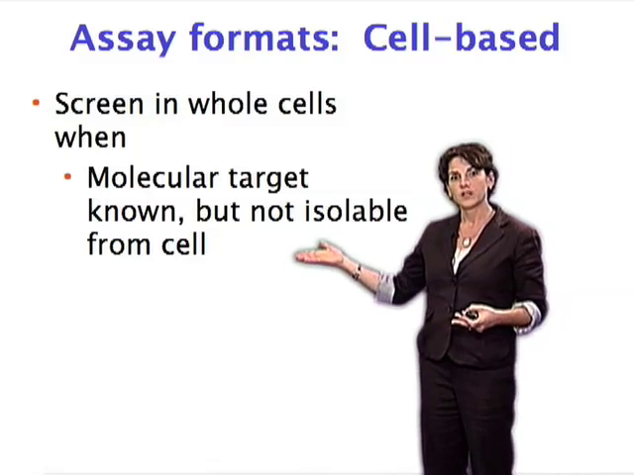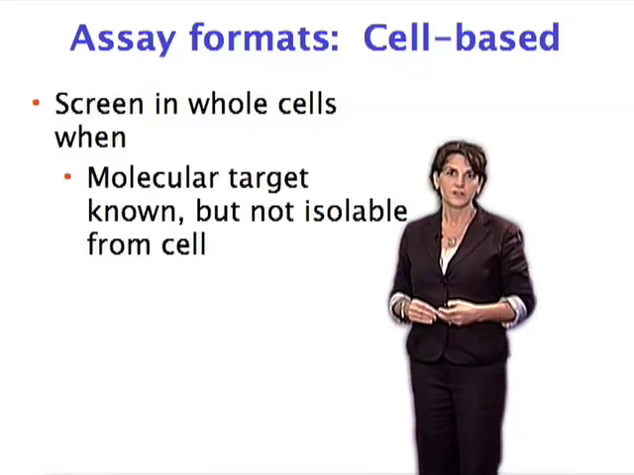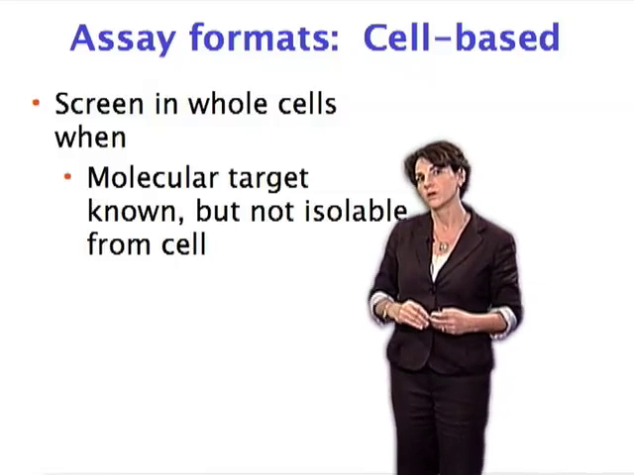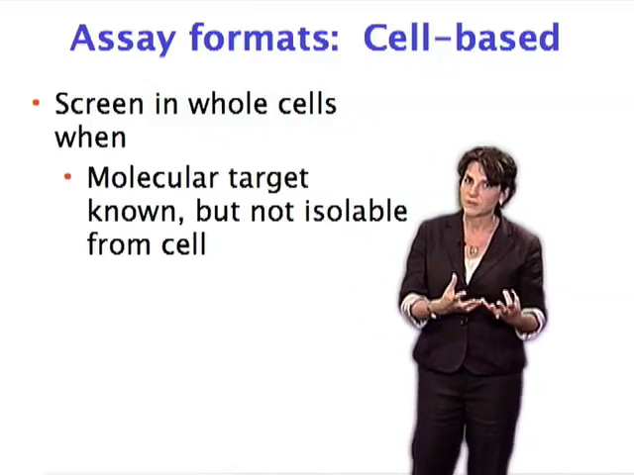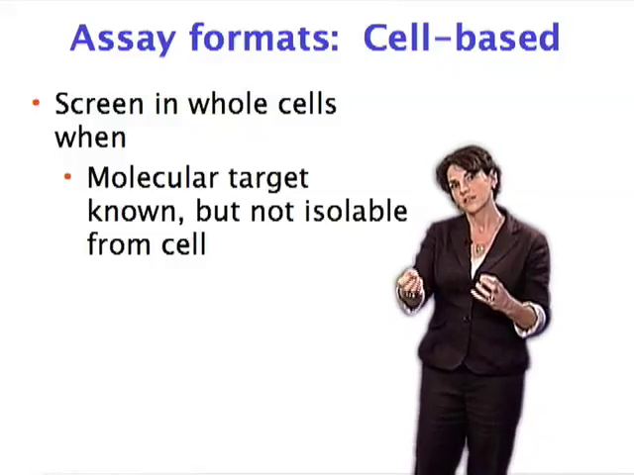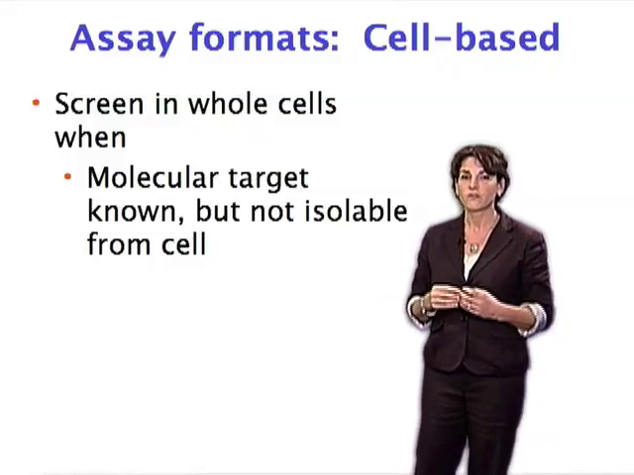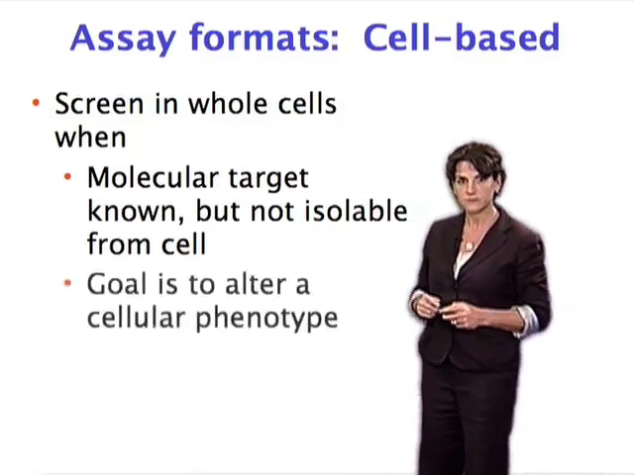For example, if you know the molecular target, but you can't isolate it from the cell, GPCRs are a good example, ion channels are an example, and more subtly, some kinases even are regulated by subcellular localization, by time in the cell cycle, and if you take that protein out of its context, it might have a very different inhibitory profile than in the cellular context.